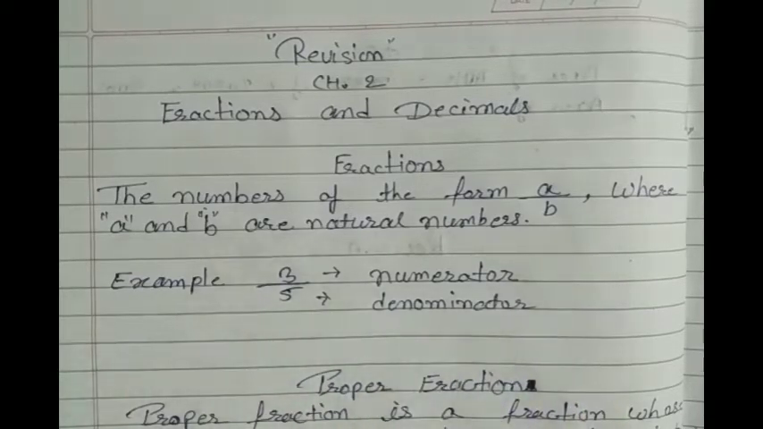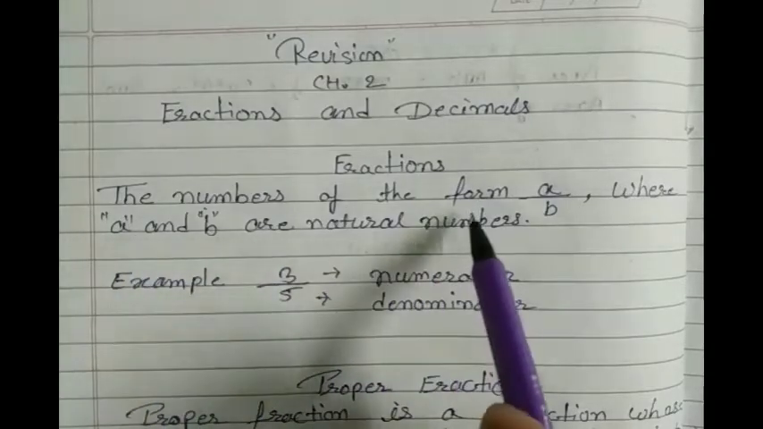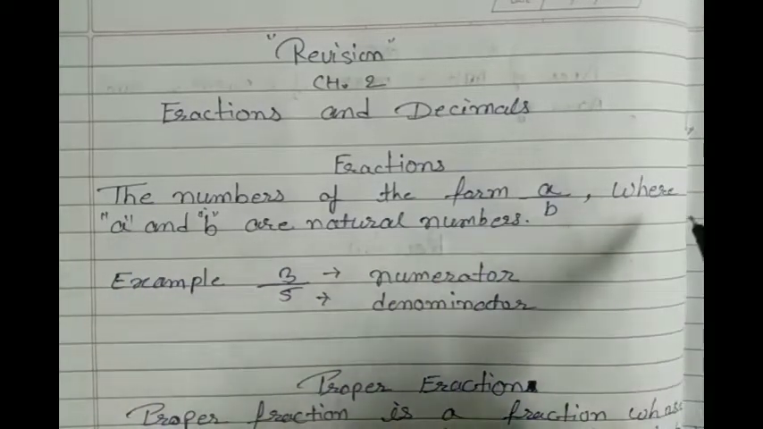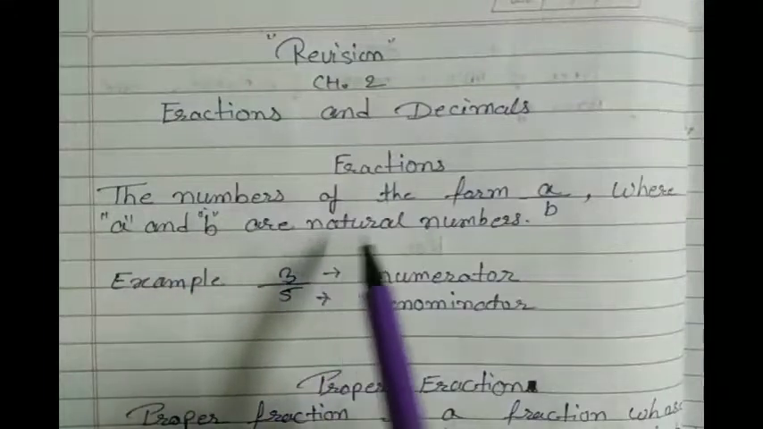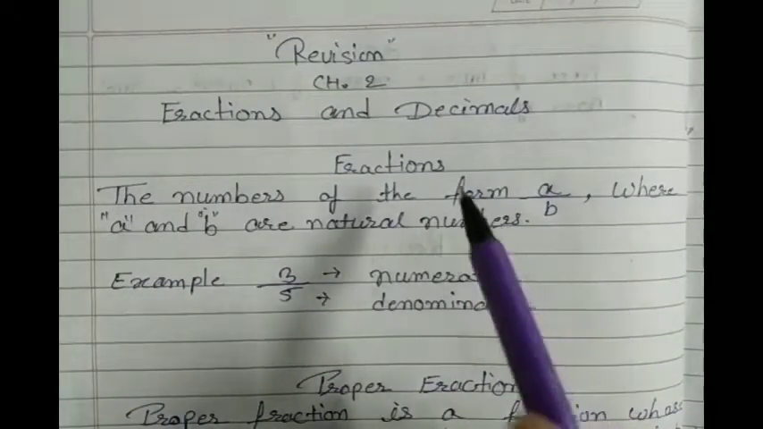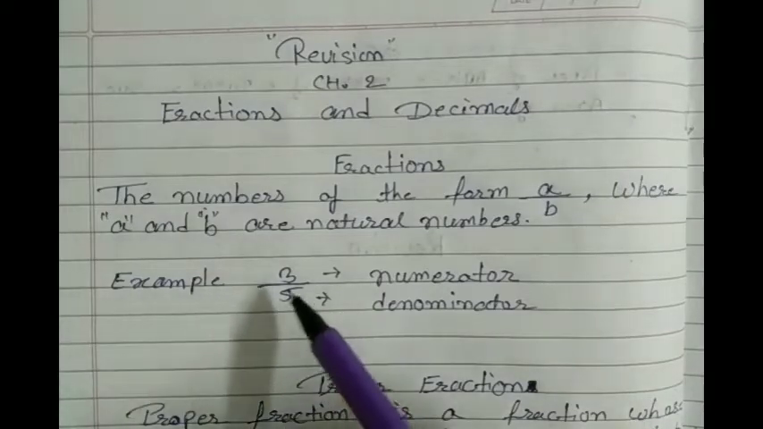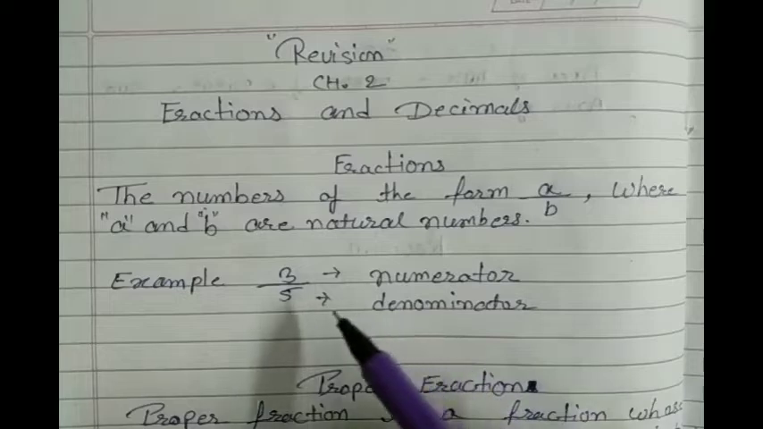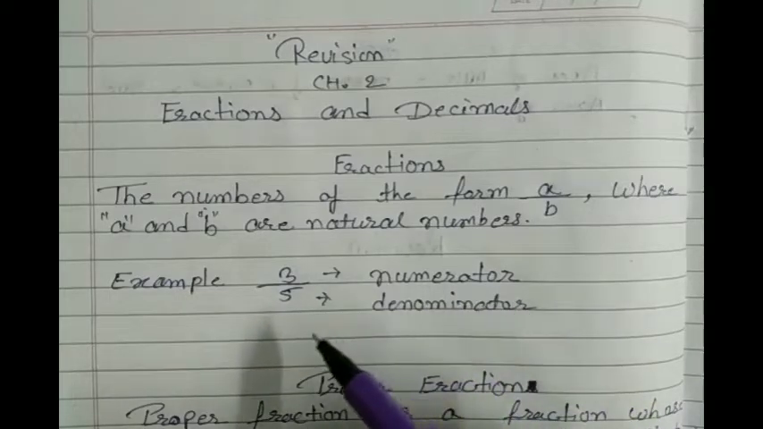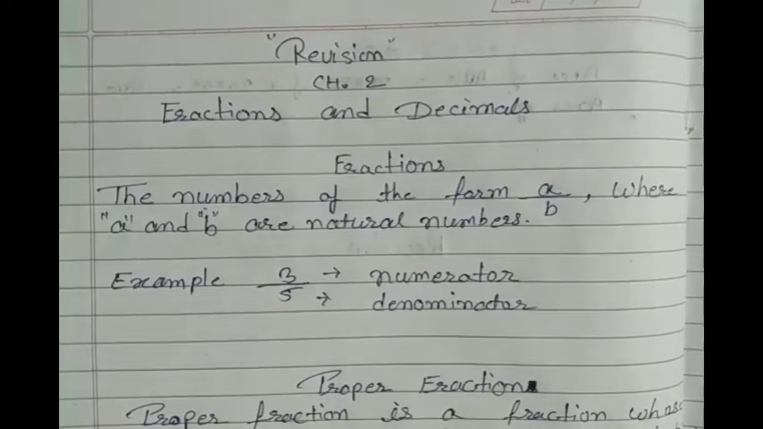So whenever you get a question like this, write the definition of fraction. You have to write that the numbers of the form a upon b where a and b are natural numbers are known as fractions. One example is 3 upon 5, where 3 is numerator and 5 is denominator. Now there are three types of fractions and we have to write the definition of each.